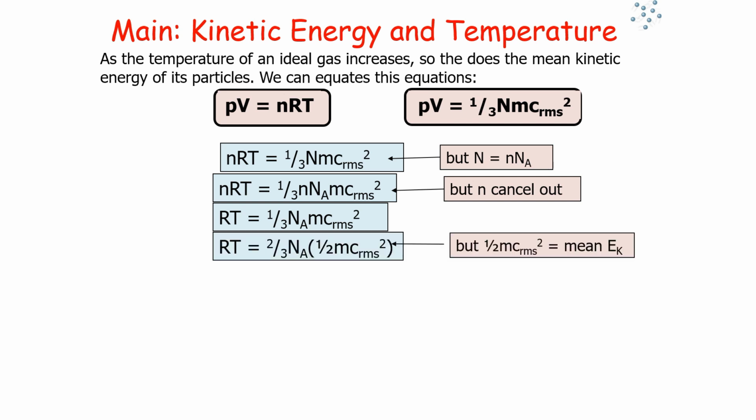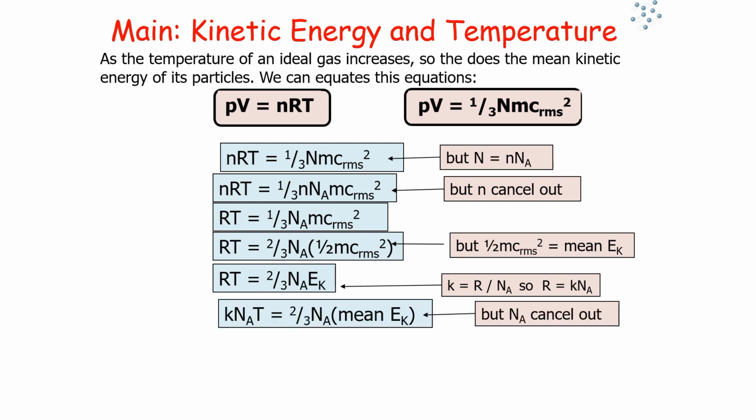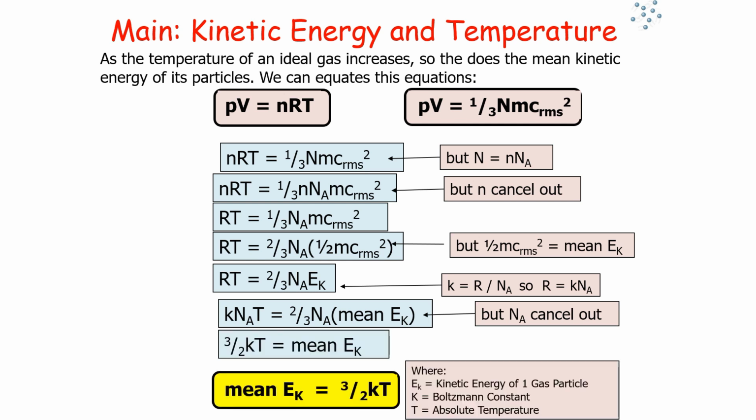But we know that 1/2 m c_rms squared is equal to the mean kinetic energy. So on the right hand side of the equation we can take that out and just put in E_K. So now what we can say is RT is going to be equal to 2/3 N_A E_K. But we also know that k is equal to R over N_A, so we can take that out. So therefore we can say that k N_A T is equal to 2/3 N_A mean kinetic energy. Now there's an N_A on both sides of the equation. So ultimately you get that the mean kinetic energy is 3/2 kT.